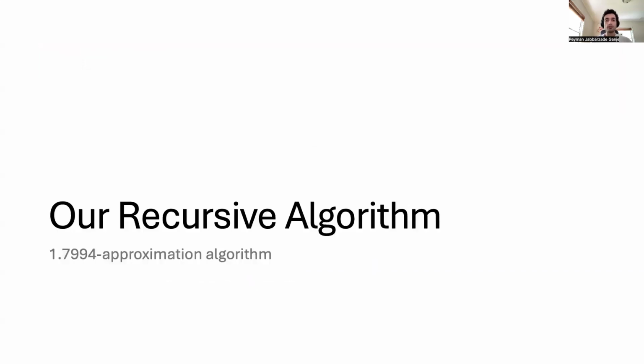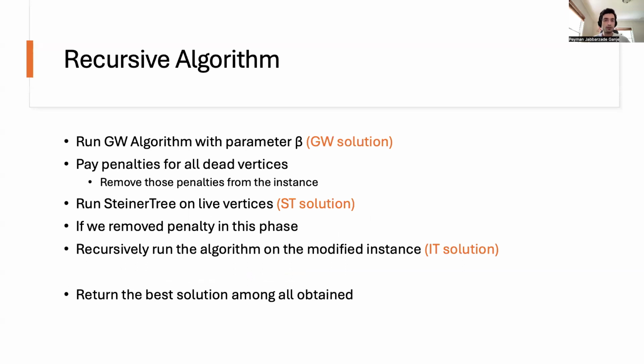Okay, now let's describe our algorithm. We have a recursive algorithm that starts with the Goemans-Williamson algorithm, but using the parameter beta, for which we don't know yet what the value is. After we run the Goemans-Williamson algorithm, it gives us one solution. We call it the Goemans-Williamson solution. And then we take all the dead vertices and pay the penalty for them, and we remove the penalties of these vertices from the rest of our algorithm because we have already paid them.